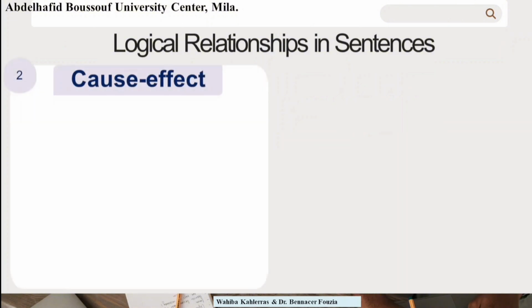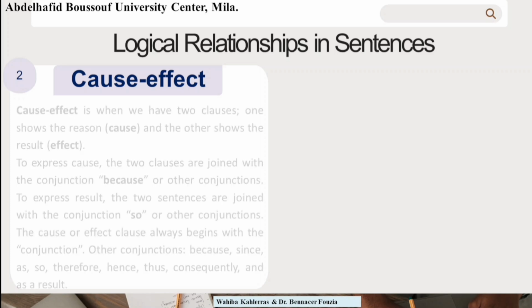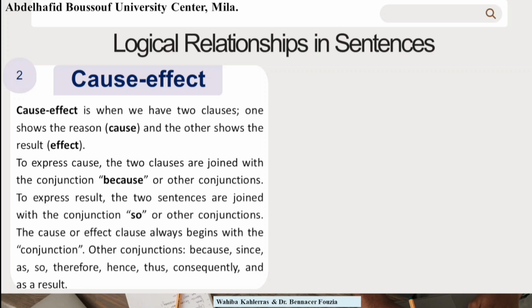Logical relationship number two is cause-effect. In fact, cause-effect might be expressed in two different sentences. Cause-effect is when we have two clauses. Always when we say sentence relationships, it is two clauses. We are going to join two independent sentences based on the logical relationship that might bind them together. One shows the reason, which is the cause, and another sentence shows the result of that reason.